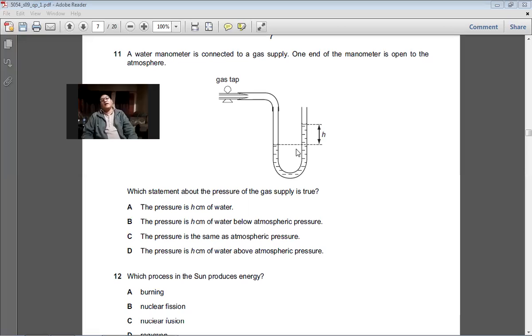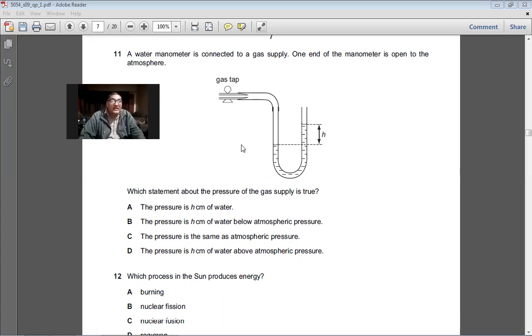On the gas side, the level is lower, and on the atmosphere side, the level of the mercury is higher. So that means that the pressure of the gas is larger. It has pushed the mercury downward, or water. We have water here, not mercury here. So it has pushed the water downward, and on this atmosphere side, the level of the water is higher.